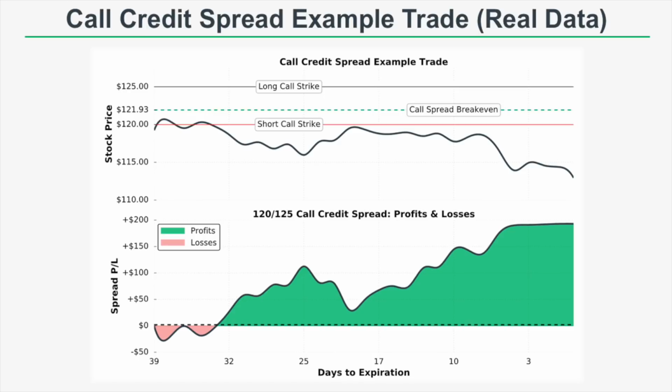So the call credit spread is a great strategy to use when you are bearish on a stock, so you think its price will decrease, but you also want to profit from a sideways stock price movement or even if the stock price increases slightly.